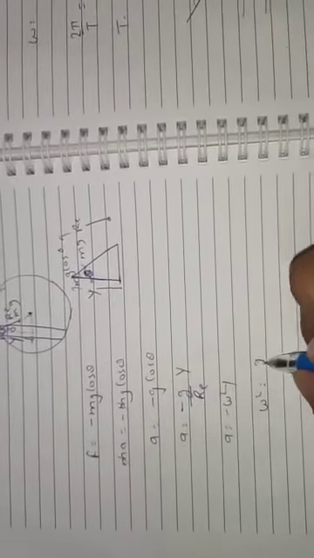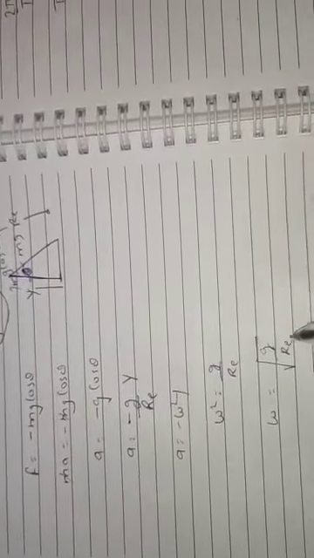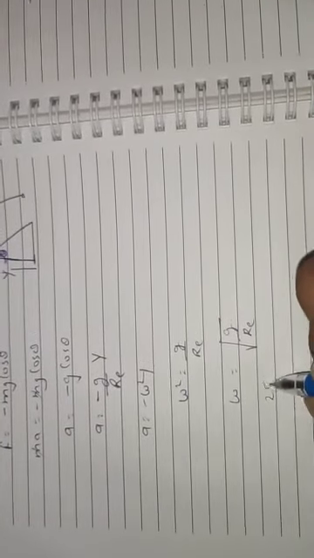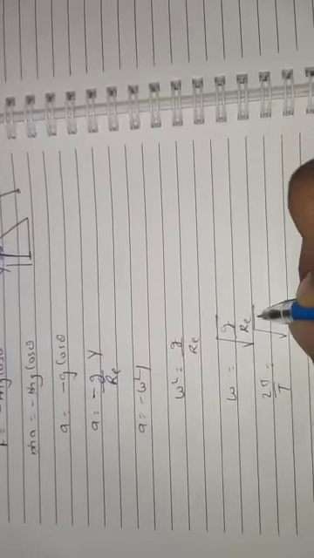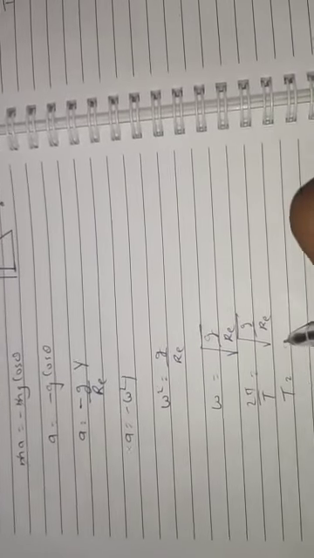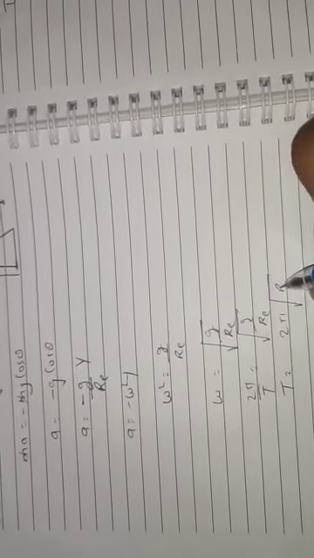So when we compare this with this, what do we get? Omega square is equal to g by RE. Omega is equal to under root g by RE, which is 2 pi by T. So T is equal to what? 2 pi under root RE by g. This is the time period if we dig a tunnel inside the earth.